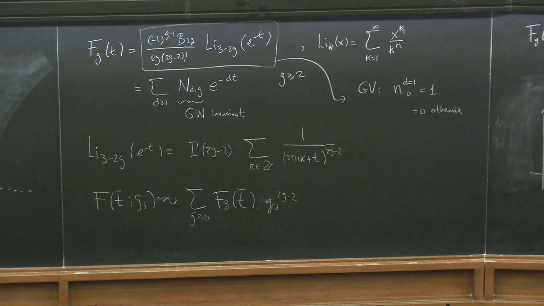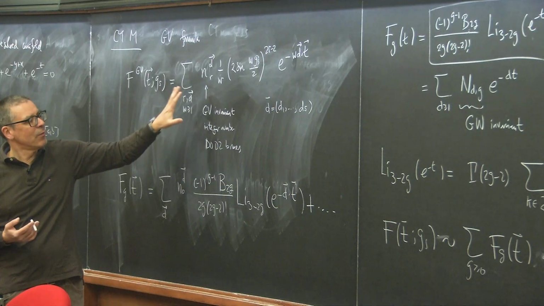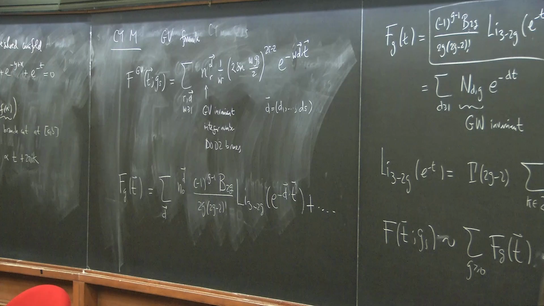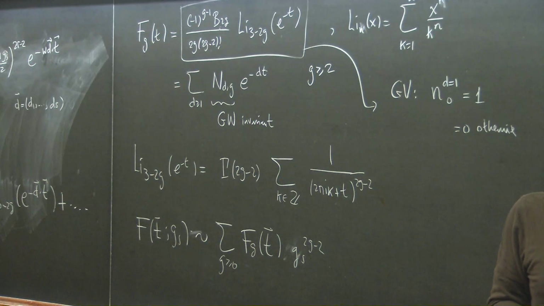But then, Gopakumar and Vafa said, no, there are these integer numbers behind the Gromov-Witten invariants, which are very important. Now, it's funny that if one had been able to do a resurgent analysis of the topological strings, one would have found the integer invariants on the nose.